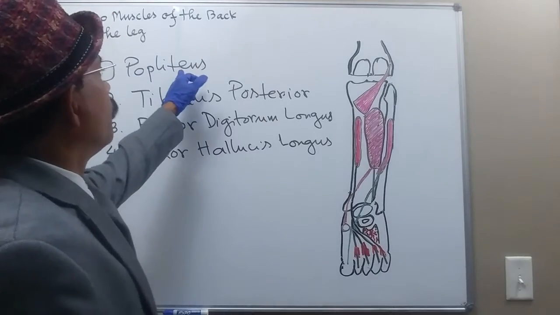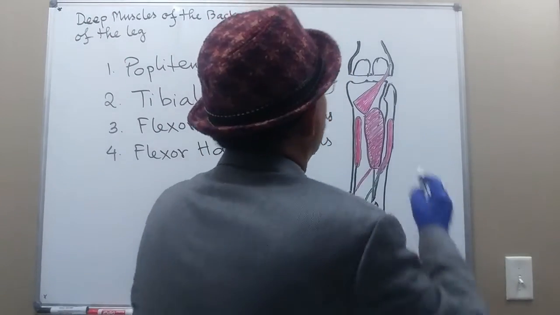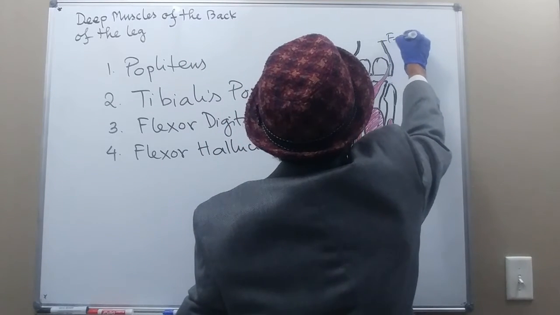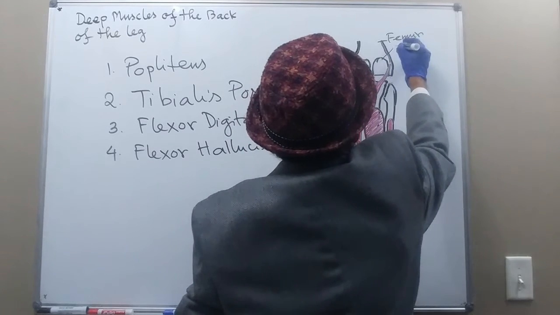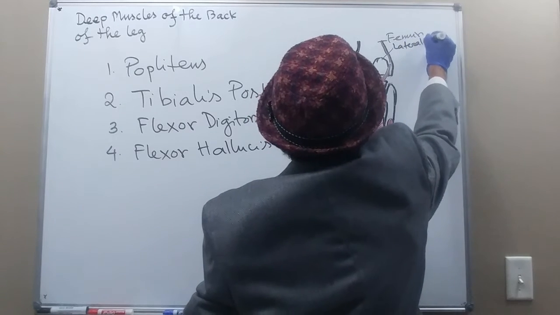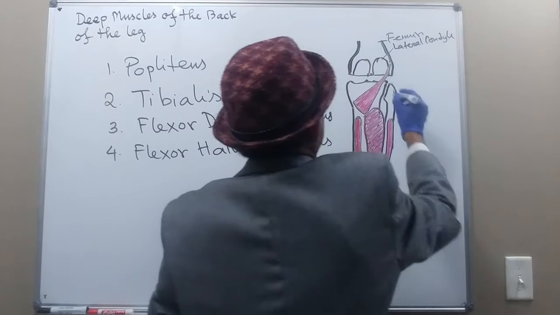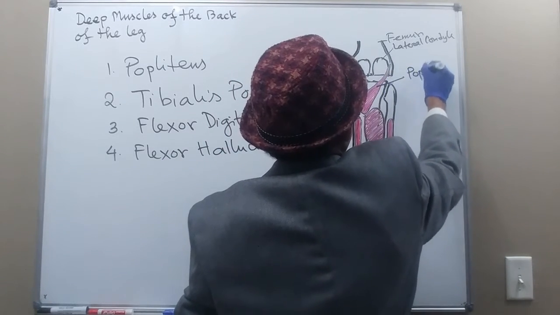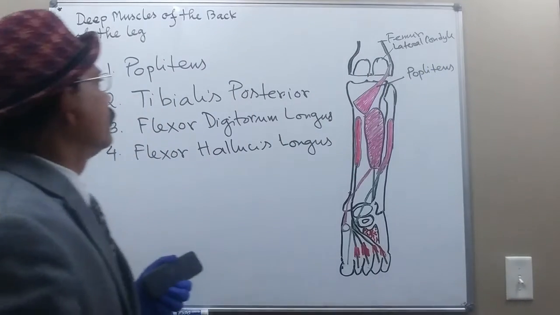Out of these, the Popliteus muscle takes origin from the femur. This is the femur, the condyle of the femur. This is the lateral condyle of the femur. And this is the muscle, the Popliteus.